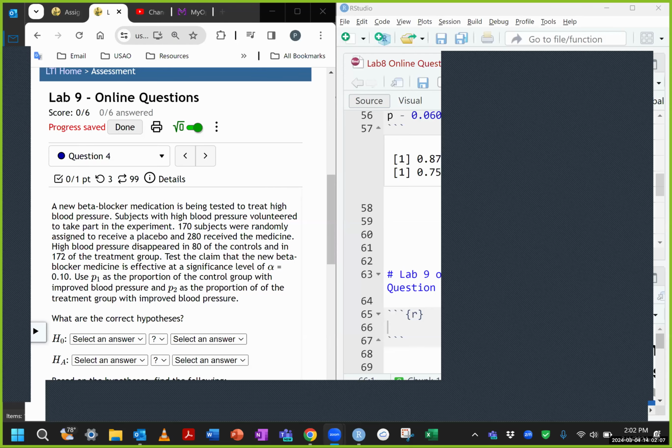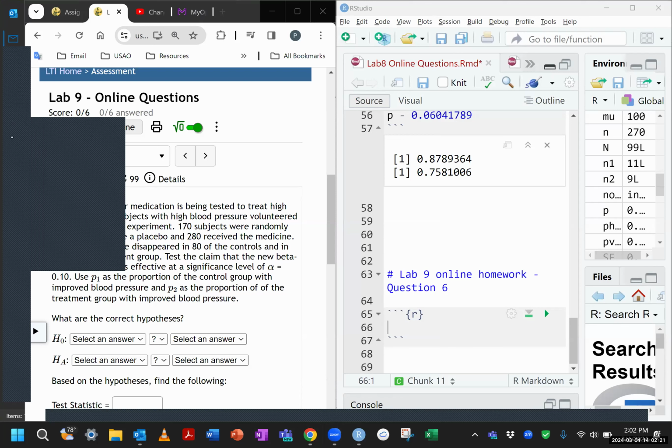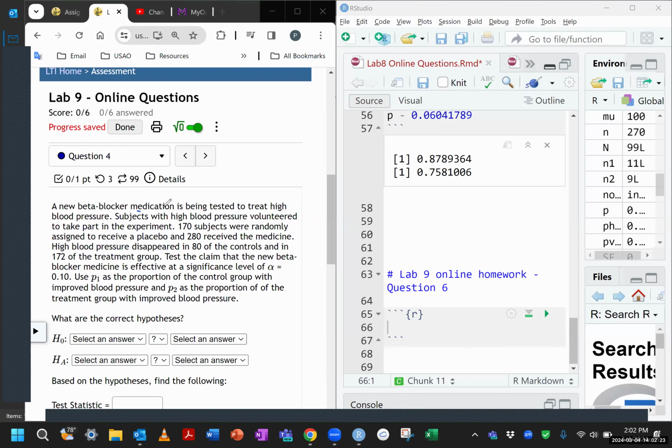All right, so here we got a question. There's a lot of details in it, so I'm going to kind of write stuff down as I go through it. This is the way I like to think about these problems. Sure helps me. So got a medication, it's being tested. Often when we have a medication, that means we're going to want to do a treatment control situation.